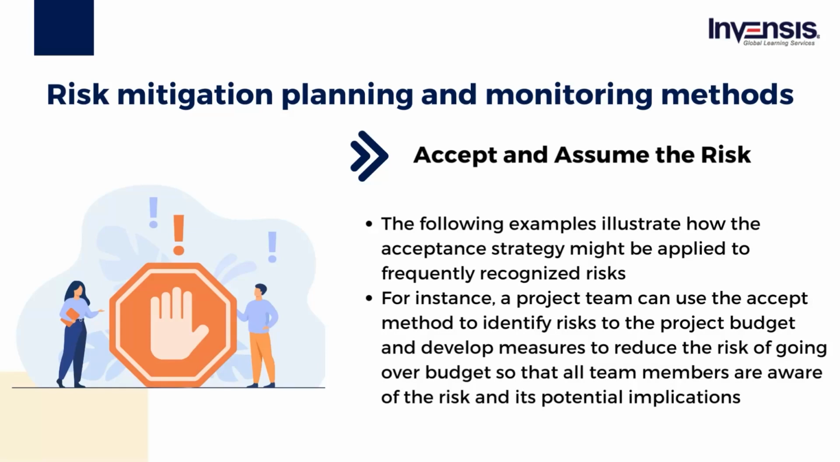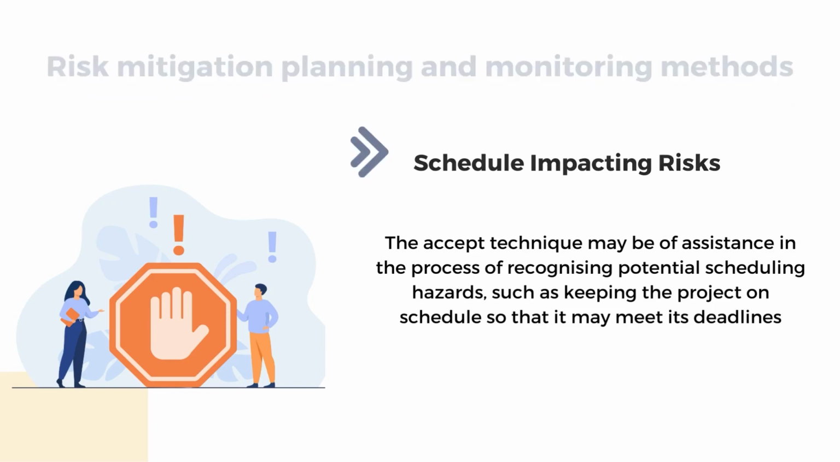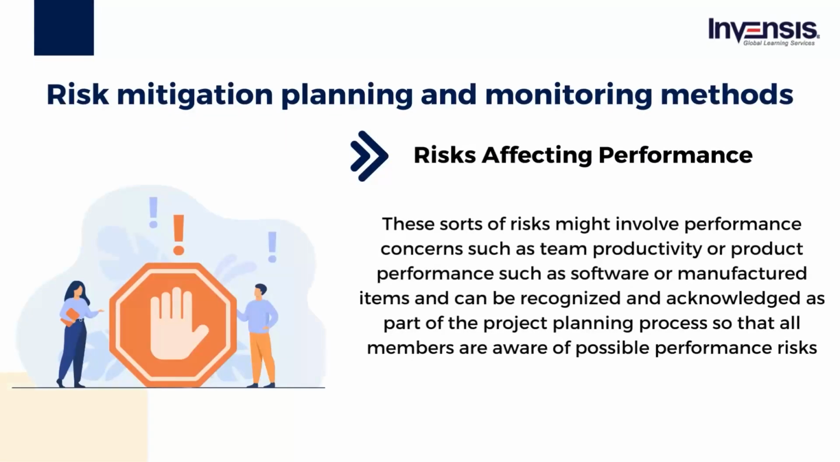First are cost impacting risks. The accept technique can detect cost affecting risks. For instance, a project team can use the accept method to identify risks to the project budget and develop measures to reduce the risk of going over budget, so that all team members are aware of the risk and its potential implications. Second is schedule impacting risks. The accept technique might aid in identifying potential scheduling risks, such as maintaining the project on schedule to reach the deadlines. Third is risks affecting performance.